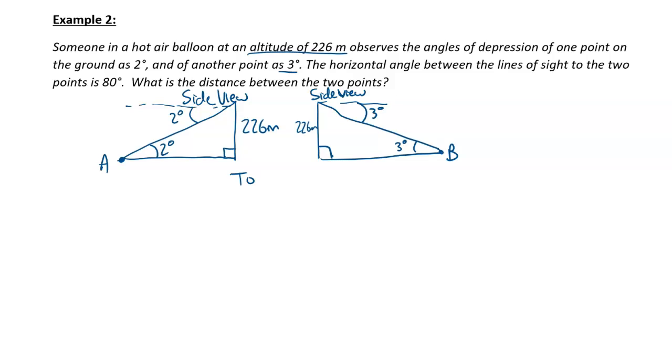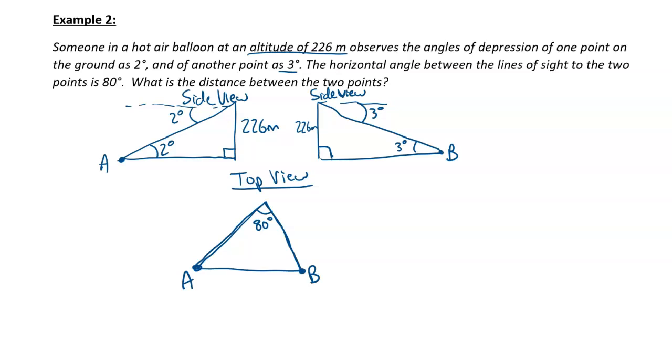So what that means is if we shift to a top view, we're going to see the lines of sight to the 2 points is 80 degrees. In other words, if you look out to this one here, point A, that's one line of sight. The other line of sight is looking out here to point B. The horizontal angle between those is 80 degrees. So that's a top view.